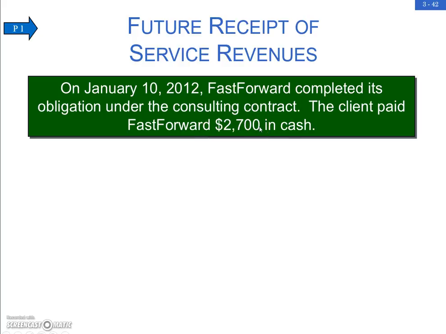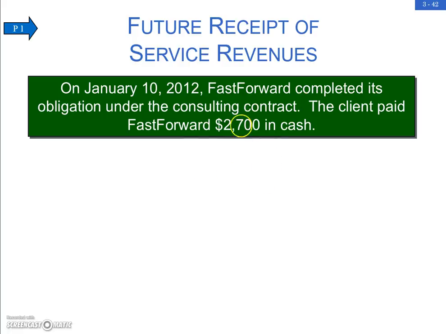Again, let's start with the easy part. Our company is getting cash, so we're going to debit cash for $2,700. Now, the other side is a little bit more challenging, right? That $2,700, why did we get that? Think about that. Some of it we earned in 2011, and we already recorded that amount as revenue, so we don't want to double count that as revenue.